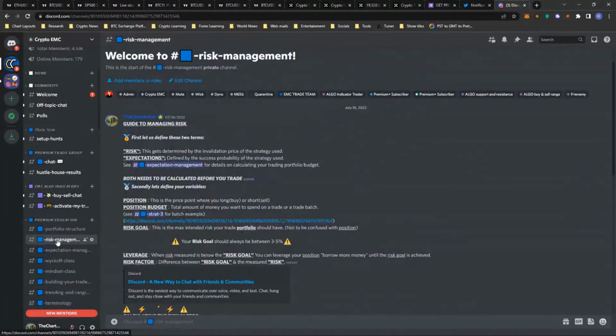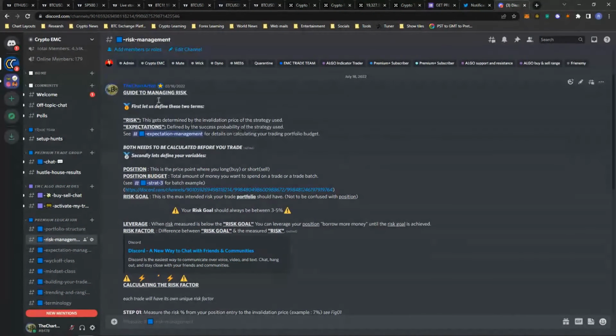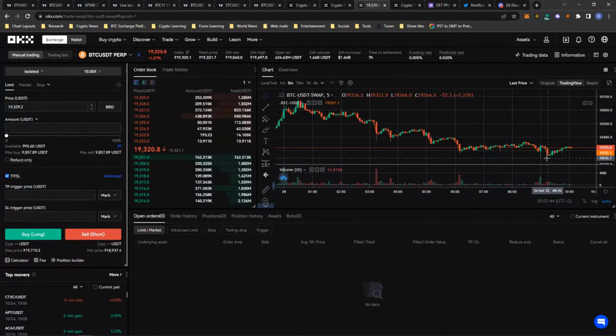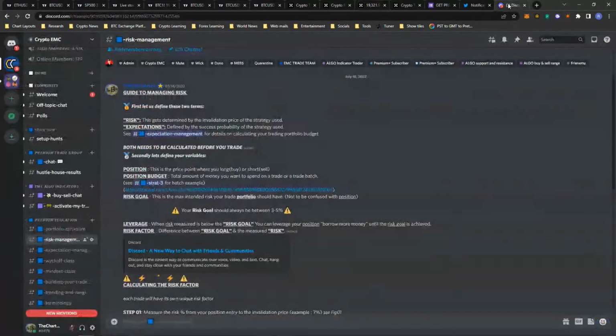Under the risk management tool, there are a few things you can consider to help you get the risk management down pat. First things first, we need to define a few terms. When we talk about risk, this gets determined by the invalidation price of the strategy used, meaning a specific level in the chart that defines where you're going to draw the line. Maybe you've got an Elliott wave count where wave 4 can't go below wave 1 or something like that. That will be defined by your strategy, and that is where your risk is. Your risk is up to that invalidation level.